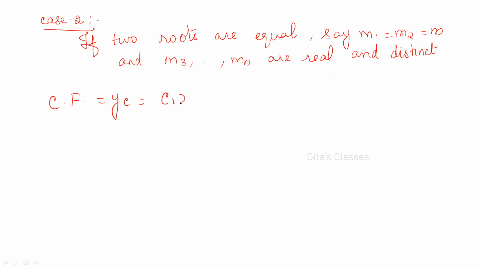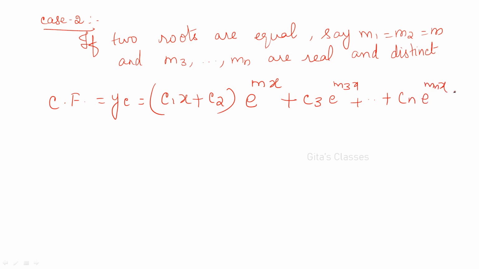So c1x plus c2 into e power the repeated root. What is the repeated root? m into x, plus the remaining are real and distinct, so c3 into e power m3x plus etc. plus cn into e power mnx. Instead of c1x plus c2, you can write c1 plus c2x also, no problem. Either is fine.